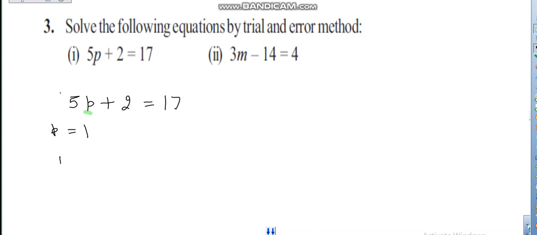Left hand side is 5p plus 2. Now p equals to 1. The sign between 5 and p is multiply. So 5 into 1 plus 2, and find the answer according to the BODMAS rule. First we will multiply. 5 plus 2 equals to 7.